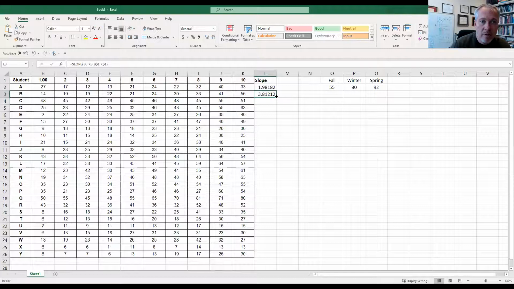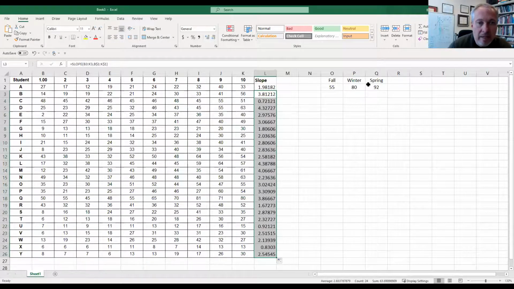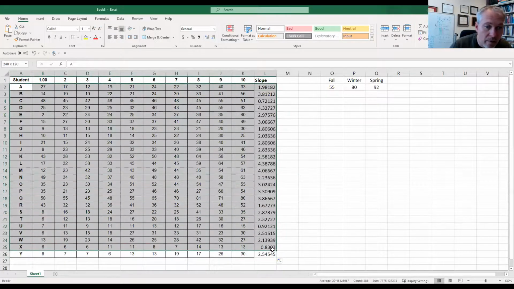Put your cursor there. And when you put your cursor there, it becomes a cross. Perfect. Then it's ready to be dragged. Drag it down, and you've got data for all the kids. It's that simple. You've got slope data for all the kids. And I'll go ahead and sort by slope.